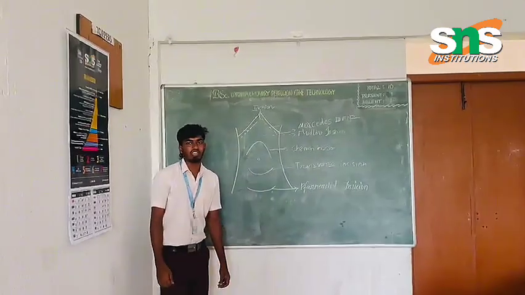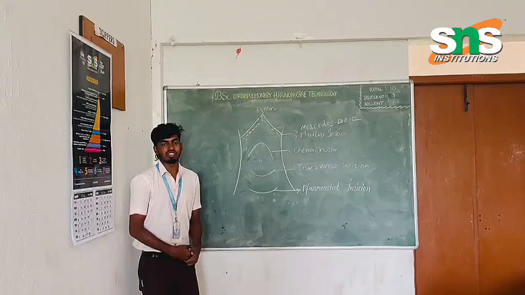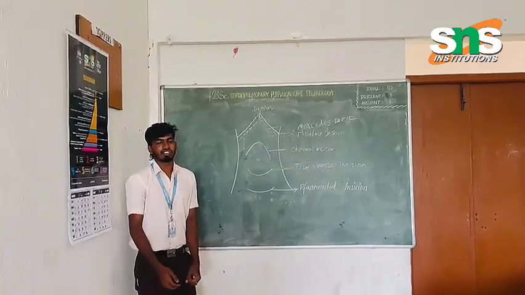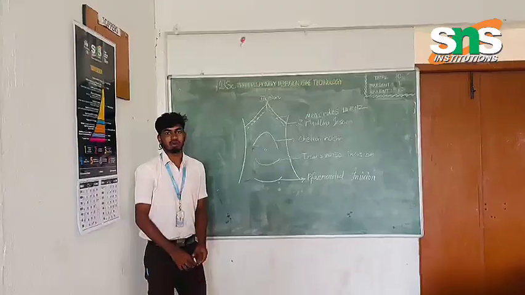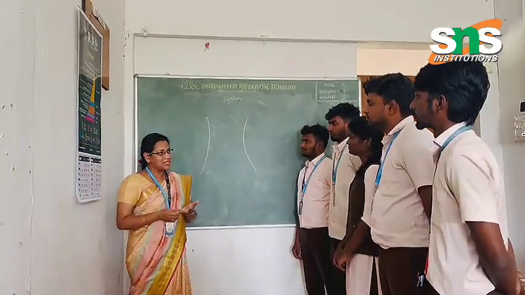Transverse incision is a horizontal incision. It is commonly used in abdominal surgeries. The organs visualized are gallbladder, liver, spleen, large intestine, small intestine. So now I am going to say about certain case studies and views.